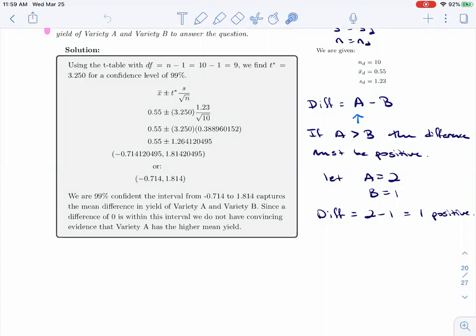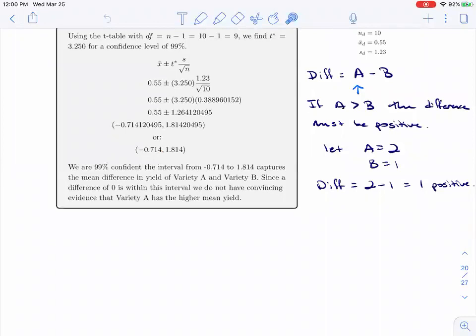And then we use just the regular setup, keeping in mind that the mean is the mean of the differences. 3.25 is our critical value, our t star. S is the standard deviation of the differences, and n is the number of differences. So once you calculate this, we get a confidence interval from negative 0.714 to 1.814.